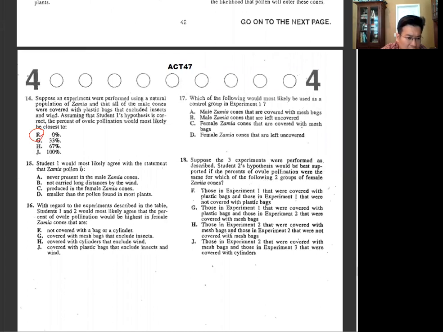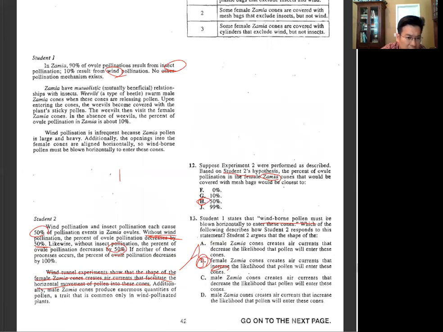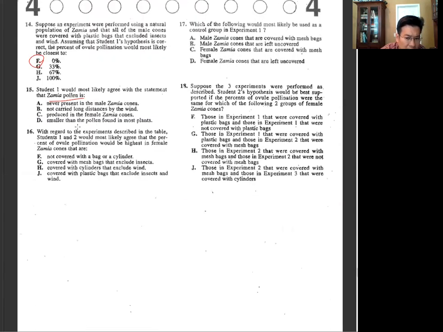And then student 1 would most likely agree with the statement that Zamia pollen is never carried long distance by wind. Okay, let me see. Here, wind pollination is infrequent because pollen is large and heavy, so it doesn't go far. B.